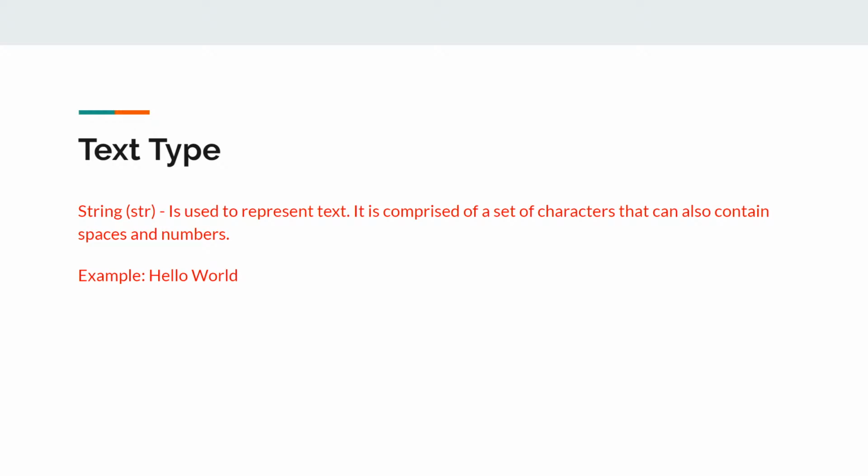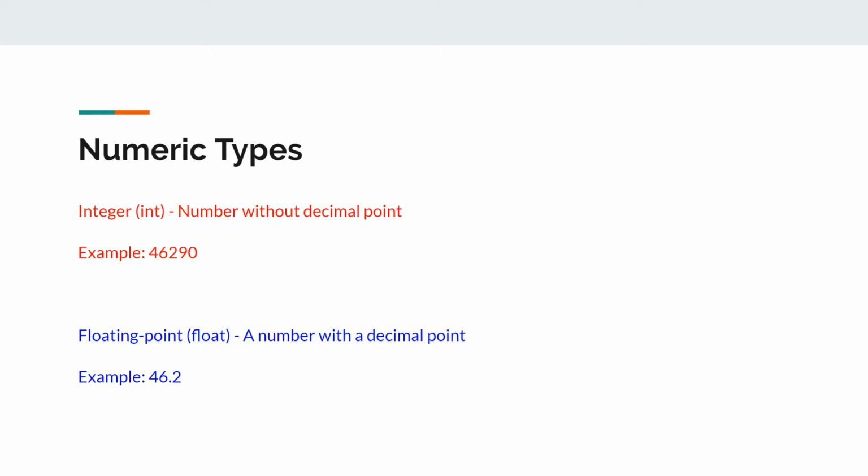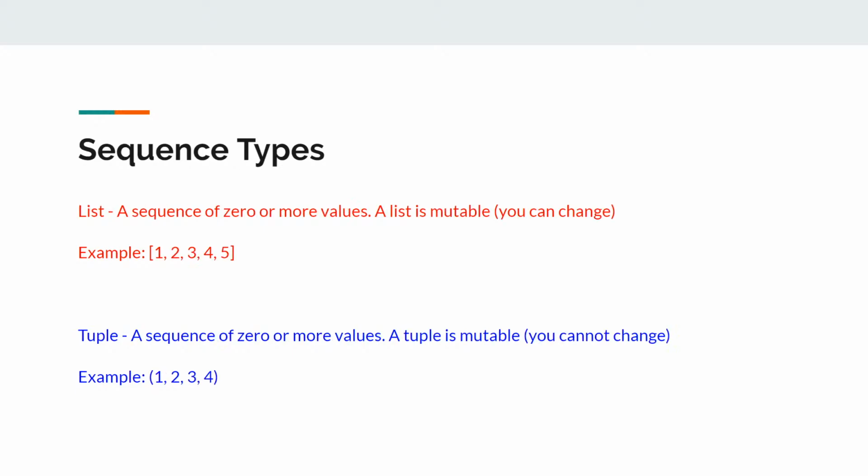Text type, string or str, is used to represent text and is comprised of a set of characters, which can also contain spaces and numbers. For example, hello space world. Numeric types. Integer, int, is a number without a decimal point. The example here is 46290. A floating point, or a float, is a number with a decimal point. Here it's 46.2.